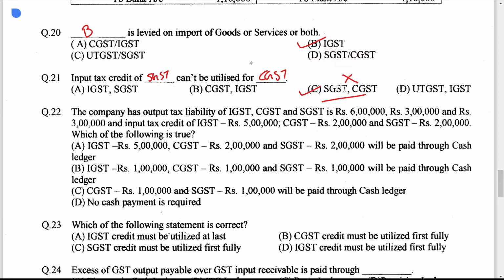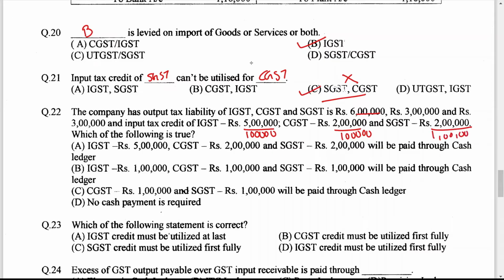Now the company has output tax liability of IGST, CGST and SGST of 6 lakh, 3 lakh and 3 lakh. Input tax credit: IGST 5 lakh, CGST 2 lakh and SGST 2 lakh. Which of the following is true? So this is very simple. How much IGST do you have to pay? 6 lakh. And how much balance do you have? 5 lakh. So 6 lakh minus 5 lakh, what is left now? 1 lakh is left. So that will become your answer, 1 lakh. Now the third one, 3 lakh minus 2 lakh. So here also 1 lakh, and for SGST also 3 lakh, and you have a balance of 2 lakh, so here also 1 lakh.